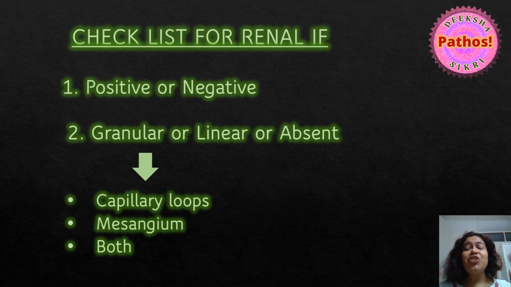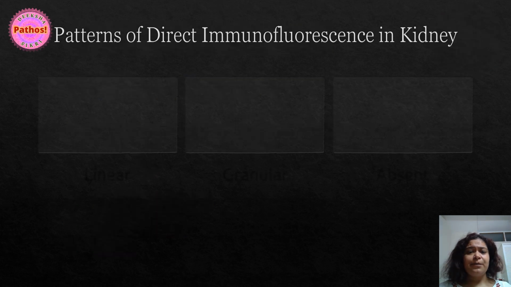So this is the checklist for a renal immunofluorescence. Is it positive? Is it negative? Is it granular? Is it linear? Is it absent? If it's granular, where is the granularity? Right? So with this background, let's look at a couple of photographs.